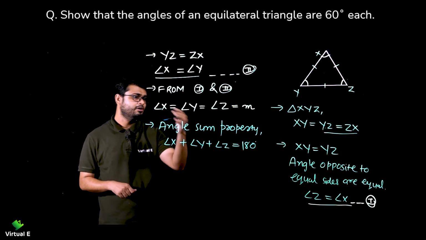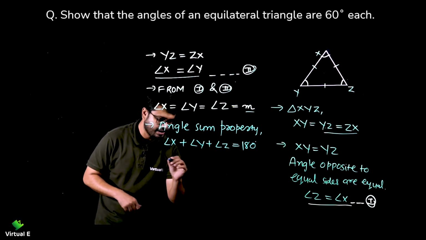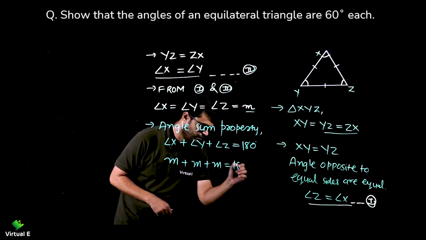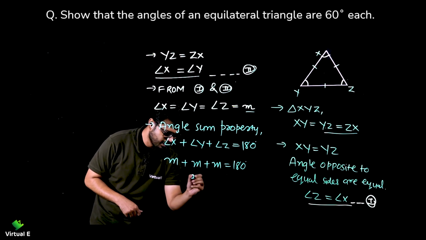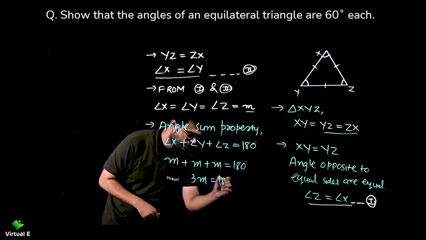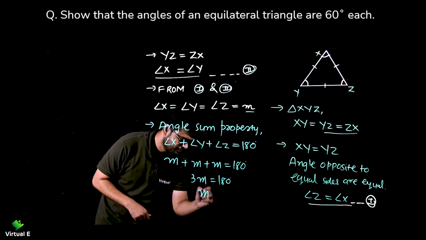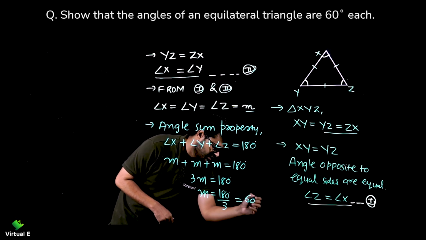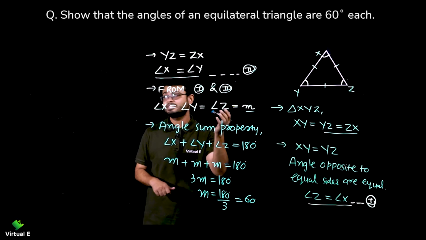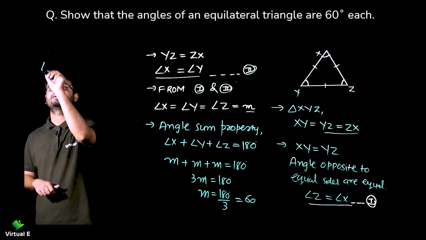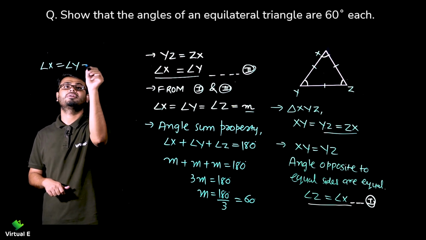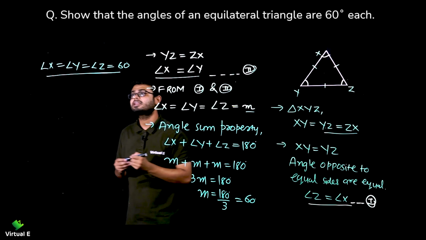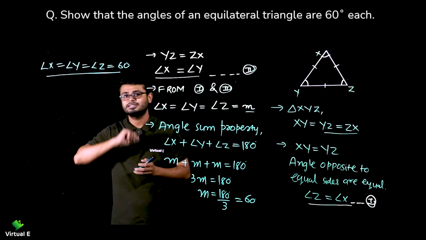Done? Now all these three values are equal to M. So let's write M plus M plus M is equal to 180°. So 3M is equal to 180°. M is equal to 180° over 3, that is 60°. Right? So basically, finally we got that angle X is equal to angle Y is equal to angle Z is equal to 60°, right? So finally, we get that all three angles are 60°.